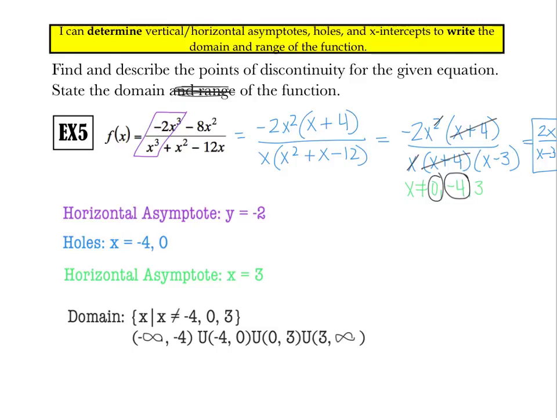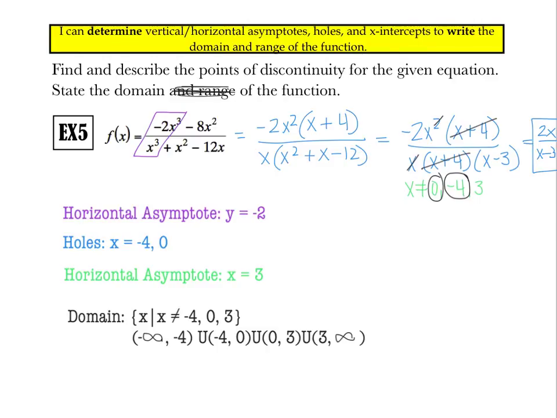So if you got that, you can go ahead and skip to our final problem. And if not, I'll explain it here. Alright, so as far as the horizontal asymptote, I find my highest degree in the numerator and my highest degree in the denominator, and they are the same. So my horizontal asymptote just becomes the coefficients reduced. So the coefficient of the numerator is negative 2, the coefficient of the denominator is 1, so that puts a horizontal asymptote at y equals negative 2.